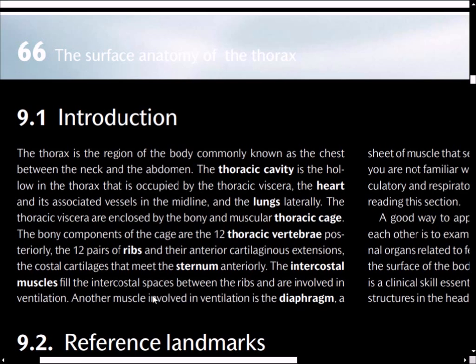The bony components of the cage are the 12 thoracic vertebrae posteriorly, the 12 pairs of ribs and their anterior cartilaginous extensions, the costal cartilage that meet the sternum anteriorly. The intercostal muscles fill the intercostal spaces between the ribs and are involved in ventilation.